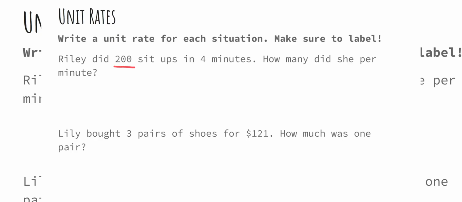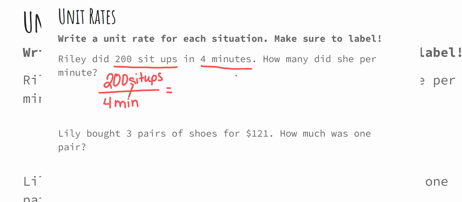Riley did 200 sit-ups in 4 minutes. So first things first, we need to create our original ratio. And remember, this is where labeling is really, really important because this is going to help us keep track of the numbers we're working with so we don't get confused. So our original ratio is going to be 200 sit-ups in 4 minutes. I don't really want to write out minutes, so I'm going to say that.